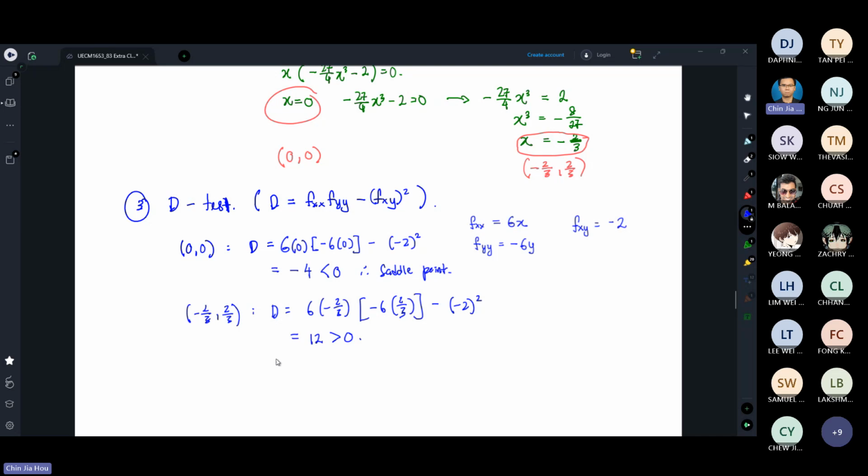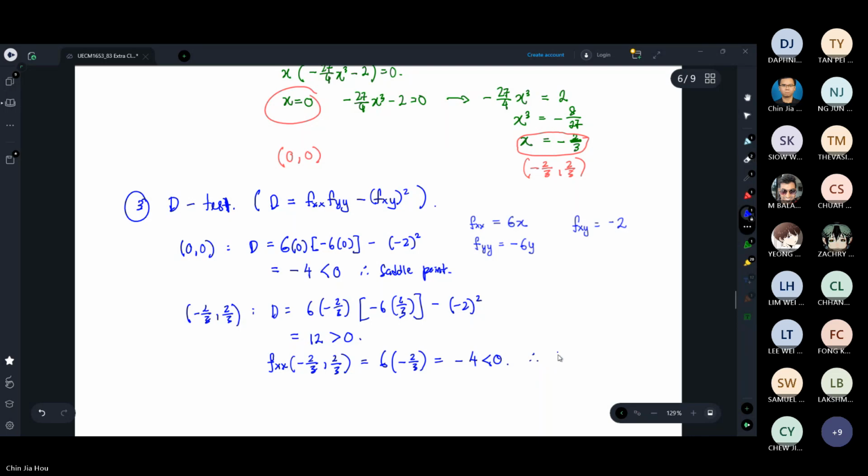And more than 0, what should we do? Check f_xx. So we have 6 times minus 2 over 3, which is minus 4, a negative value. So you can conclude here: local max.